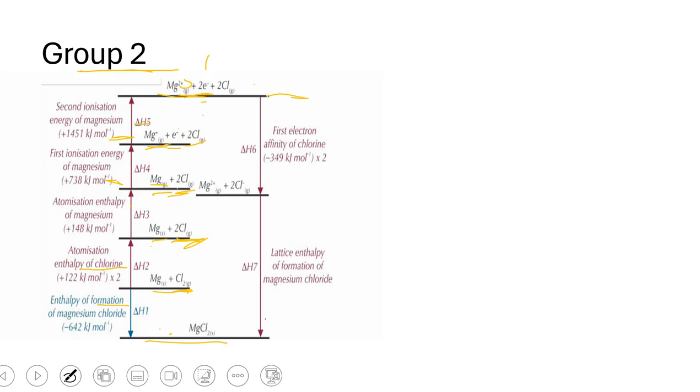And from this line to this line, chlorine is going from chlorine gas to chlorine ion, which is an anion.